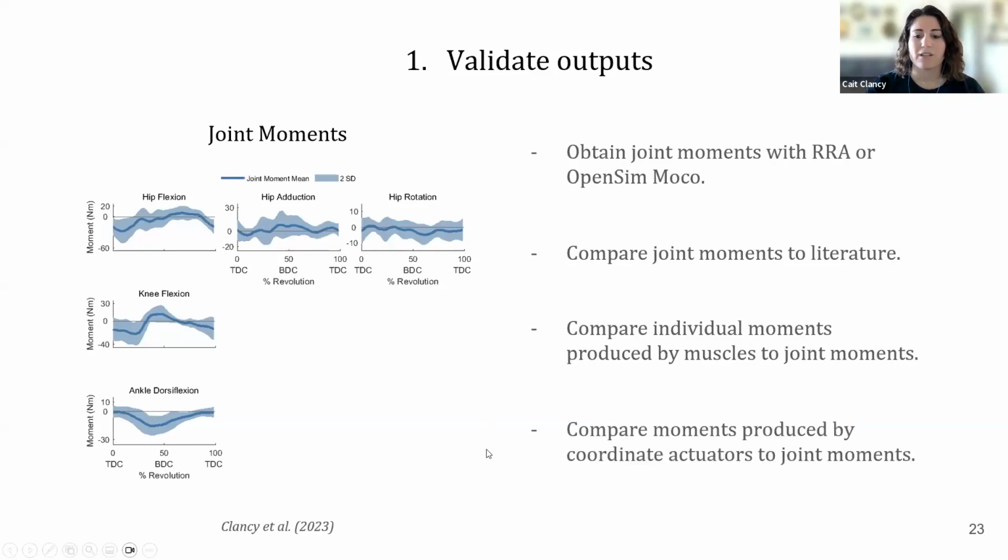Similarly, we can look at the moments produced by the coordinate actuators compared to the joint moments. We haven't talked too much about coordinate actuators yet, but I promise we'll talk about that later in this talk.